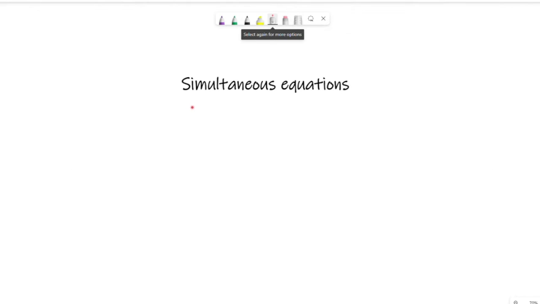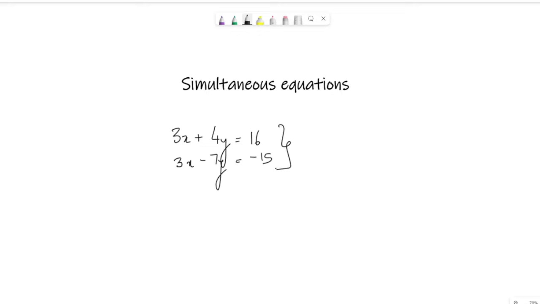So today's video is about simultaneous equations. Simultaneous equations are equations which have two variables, like 3x plus 4y equals 16. You will see two variables, one is x and another one is y. Why are they known as simultaneous? They are known as simultaneous because they are usually two equations solved together at the same time, and we find a solution for them. That's why they are known as simultaneous equations. They are two equations solved together.